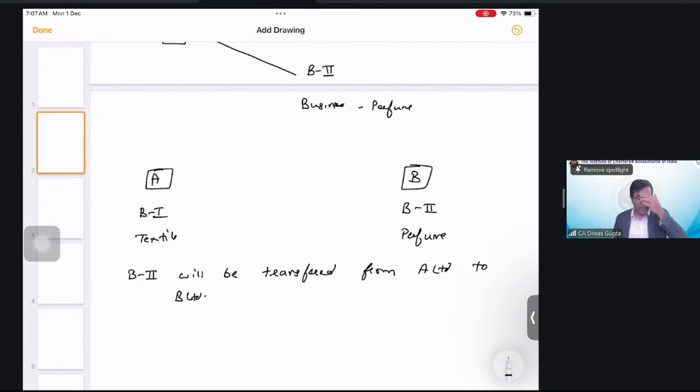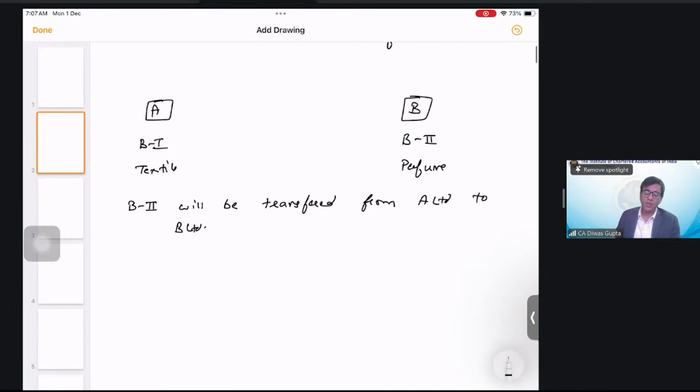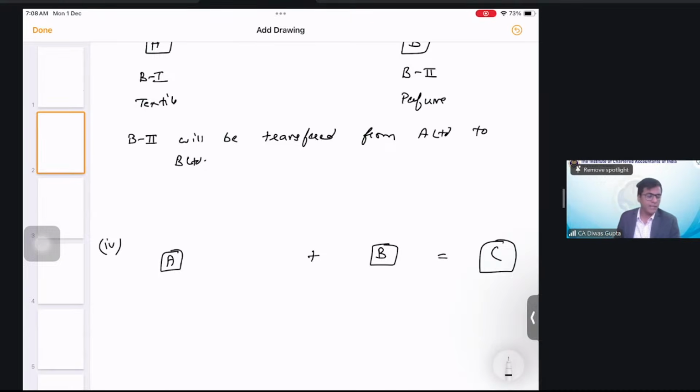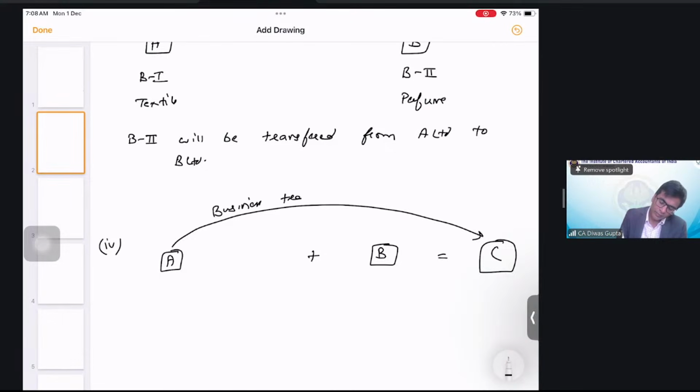Clear? So this is called as demerger. It is also one of the forms of mergers and acquisition. The fourth form can be, let's say there is a company called A and there is a company called B. Both of them get merged into a new company called C. So A will also transfer its business, and B will also transfer its business.